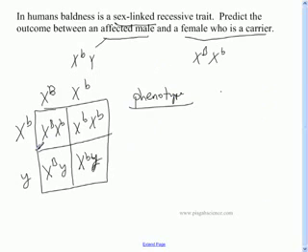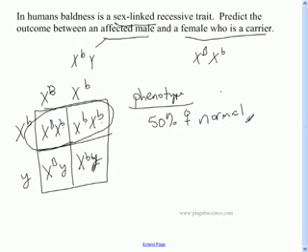So let's look at our females first. These two boxes are female. This one has X capital B, X lowercase b. This one has X capital B, X lowercase b. We're only looking at the females. We're ignoring these two boxes at the bottom. We're completely ignoring those two boxes. So on these phenotypes, 50% of the females, capital B, lowercase b, that means they're going to be normal.